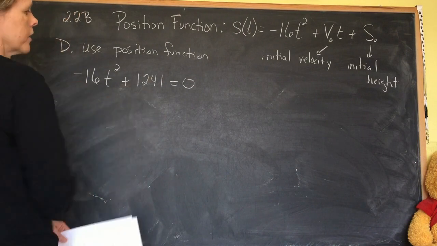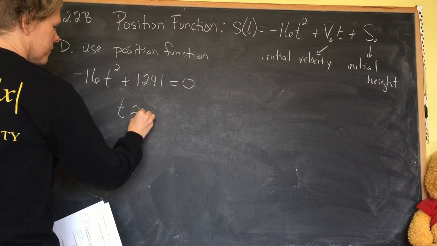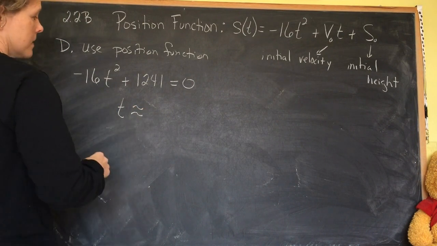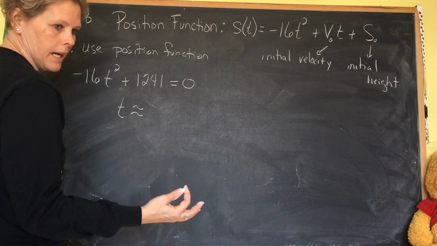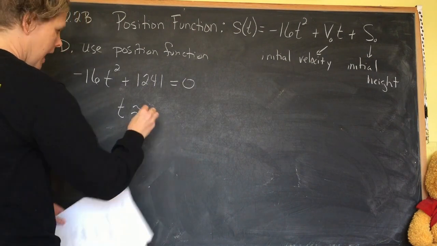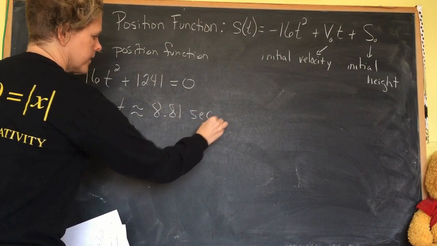All right, go through with your calculator and take a second and solve that. Now realize it's a plus or minus, right? So if it's plus or minus, we're not going to have a negative amount of time. So you can toss the negative answer. I got that it takes about 8.81 seconds.